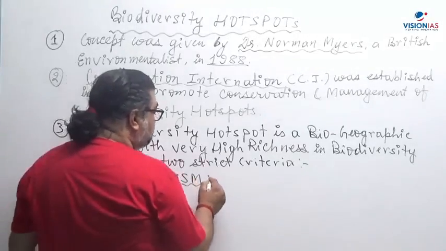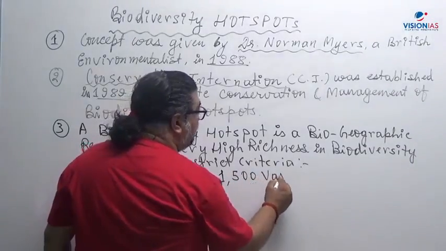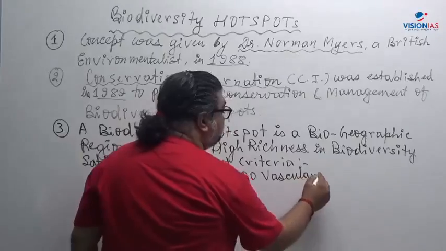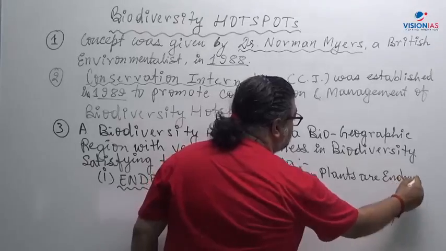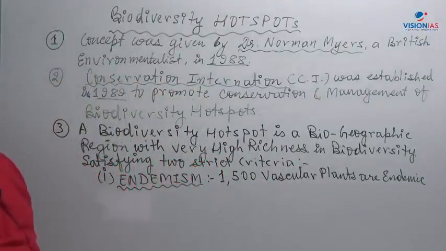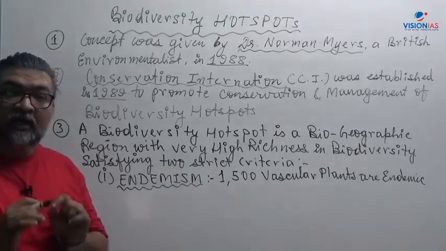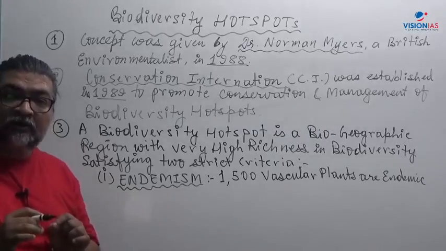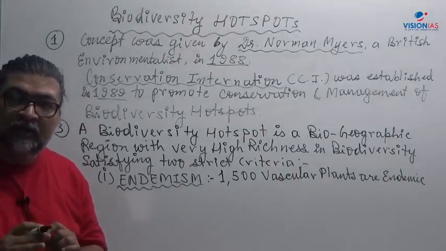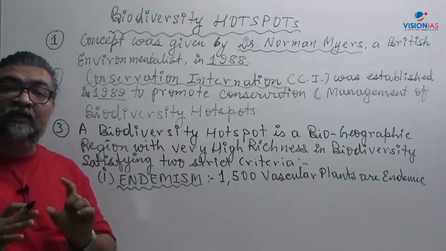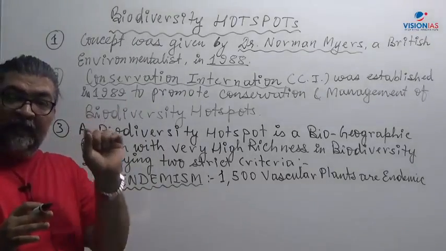Now here endemism says that at least a minimum of 1500 vascular plants, a scientific word has been used, vascular plants, are endemic to such a hotspot. Minimum 1500 vascular plants are endemic, only found in that hotspot and nowhere else. If we say Western Ghats is a biodiversity hotspot, it means the minimum should be 1500. It can be more than 1500. Minimum is 1500 types of plants which are found there only.